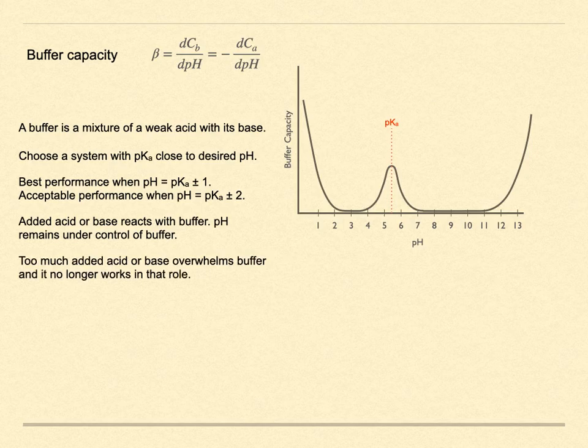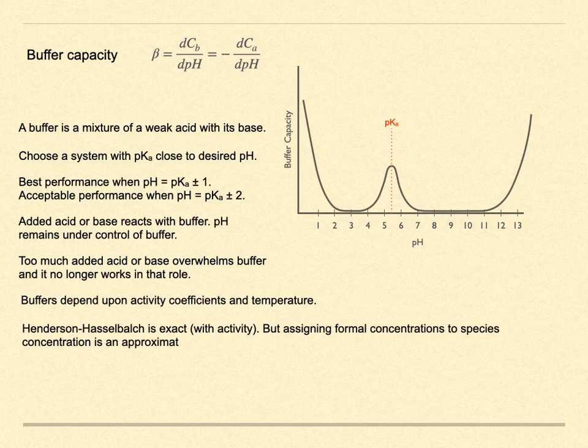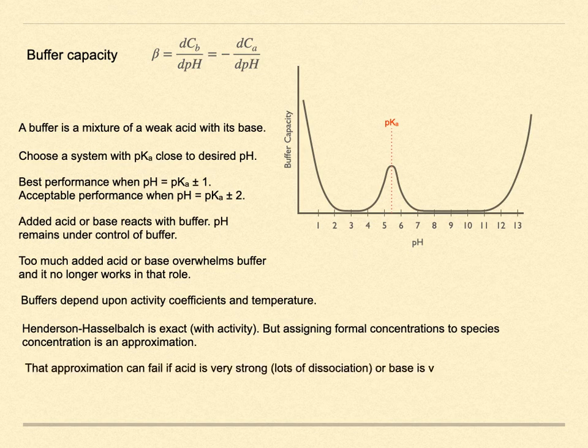However, if a lot of acid is added, a lot being determined by the formal concentration of the weak acid-base system, then the buffer can eventually be overwhelmed and the pH begins to change substantially. Buffers, like an acid base, depend upon activity coefficients and upon temperature. We use the Henderson-Hasselbalch equation. The equation is exact if we had activity coefficients, but we use the approximation that formal acid and base concentration equals the species concentration. And this can fail if the acid-base system is very strong, pKa down around 2 or 3, or if the solution is too dilute.